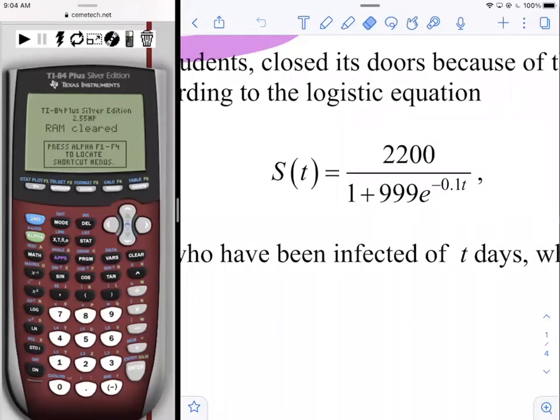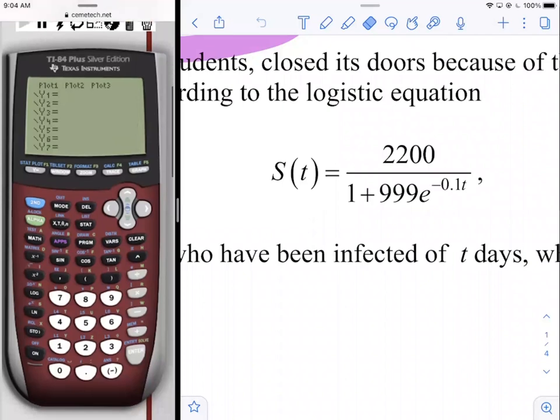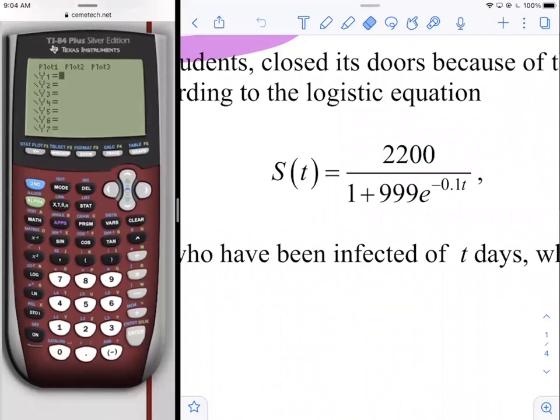Okay, so let's get it into the calculator together. Go to y equals. Y'all have the color one. I don't. So remember, it's important that you learn where all the keystrokes are, where things are hidden on your calculator, so that you can use them.